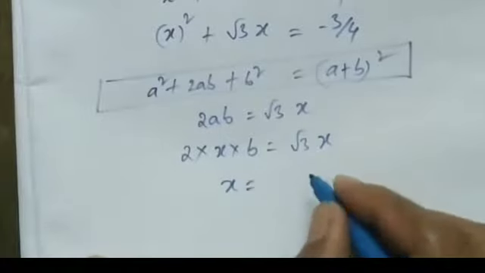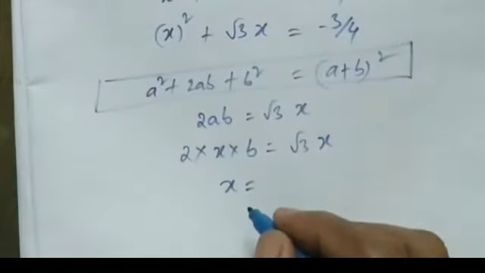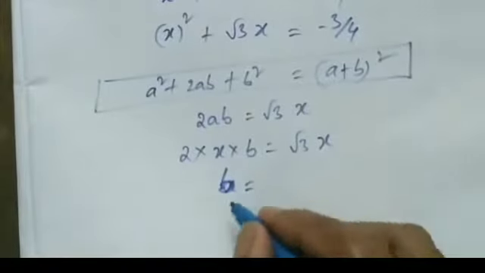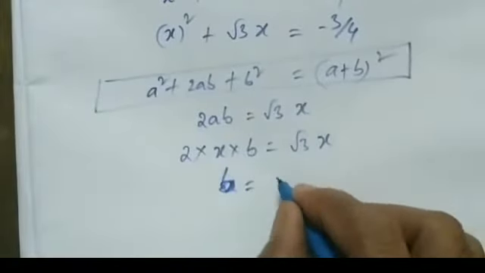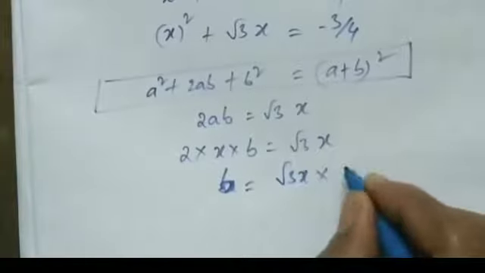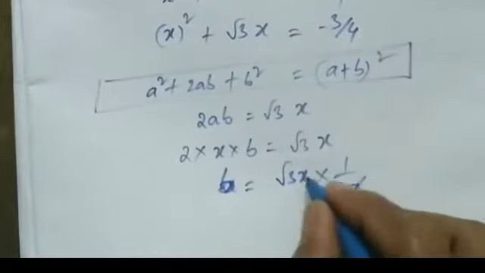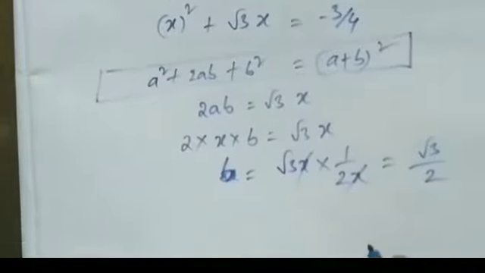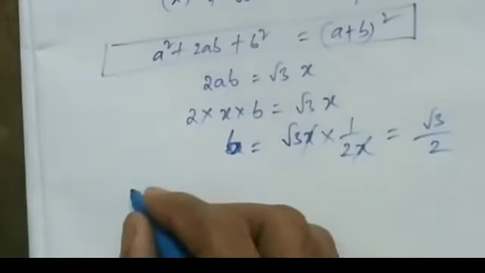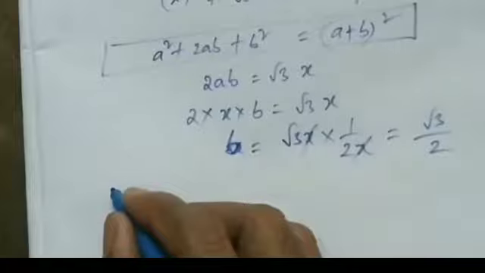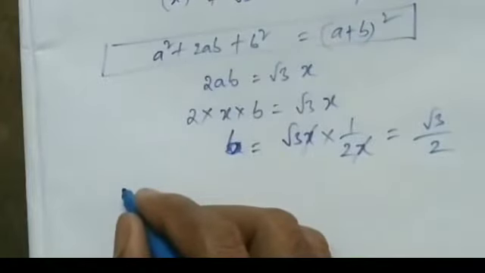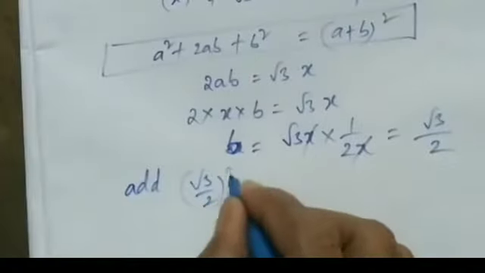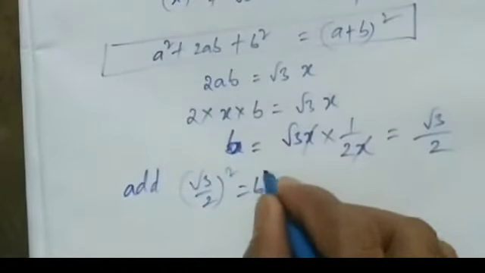So b equals root 3x by 2x. X cancels. So b equals root 3 by 2. We have found the b value, and the next step is adding b square on both sides.